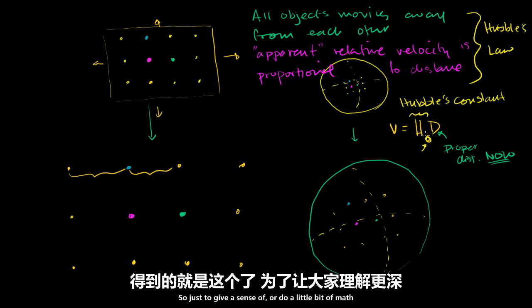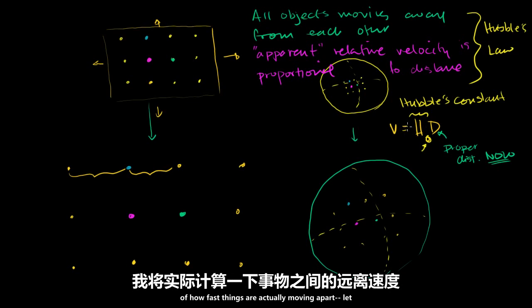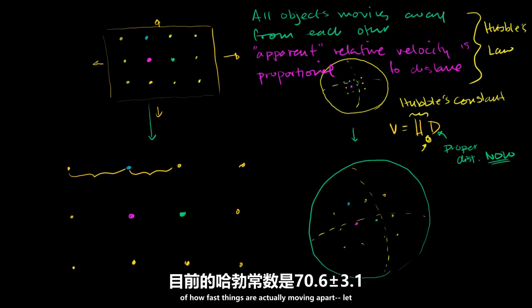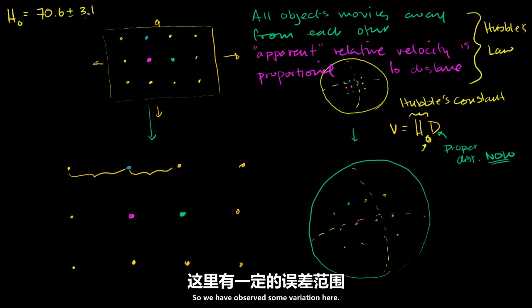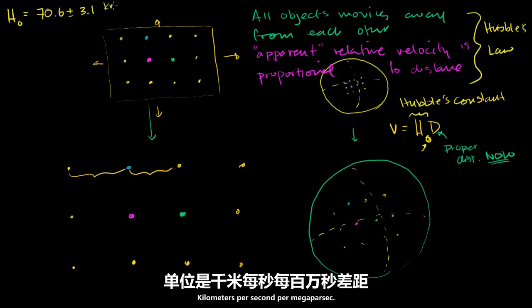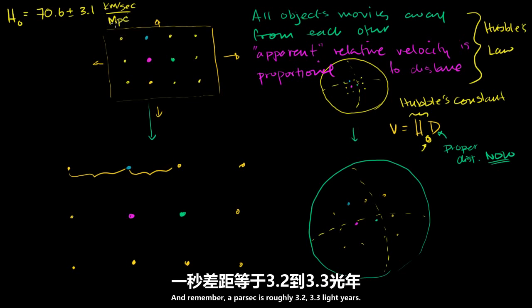And so just to do a little bit of math of how fast things are actually moving apart, the current Hubble constant is, let me actually write it someplace where I have more space. The current Hubble constant is 70.6 plus or minus 3.1. So we have observed some variation here. There is, I guess, some error to our actual measurements. Kilometers per second per megaparsec. And remember, a parsec is roughly 3.2, 3.3 light years.